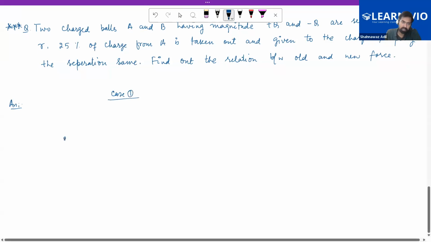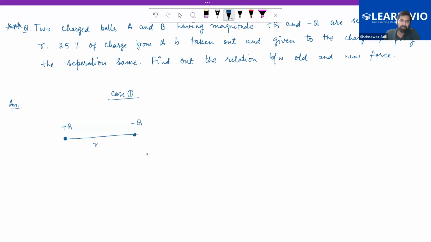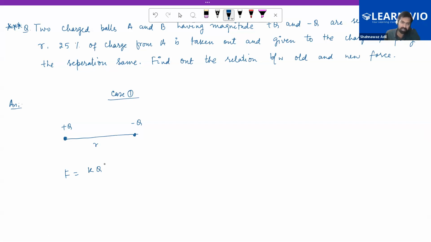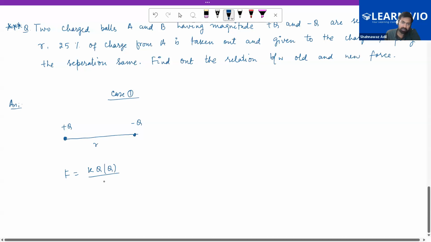We have two charges. This is plus q and this is minus q, and the separation between them is r. If I calculate the force, of course the force would be attractive. So this would be k, q and minus q, because I have already taken the direction. So let's take q, and this would be r.